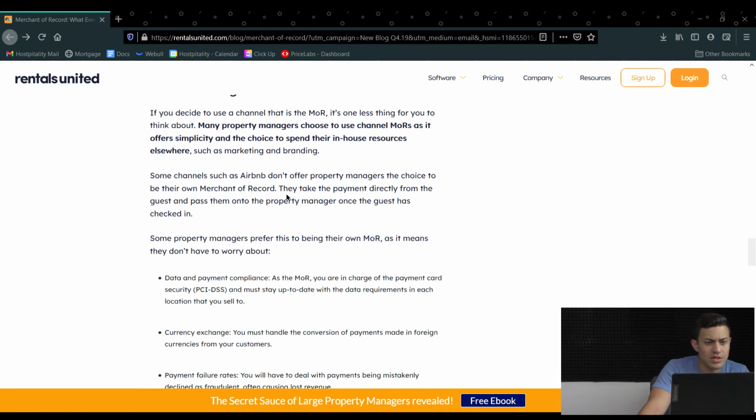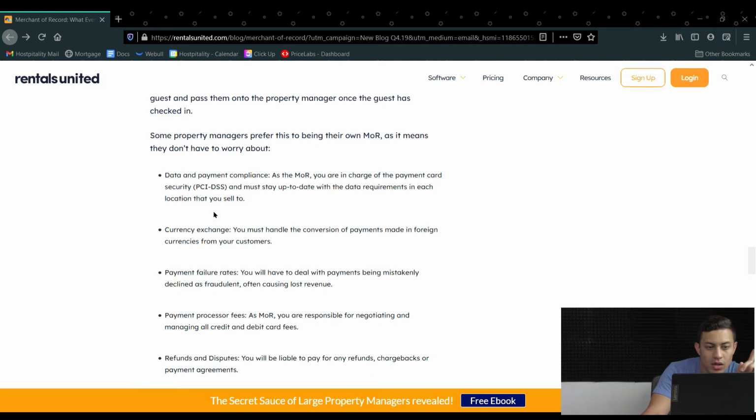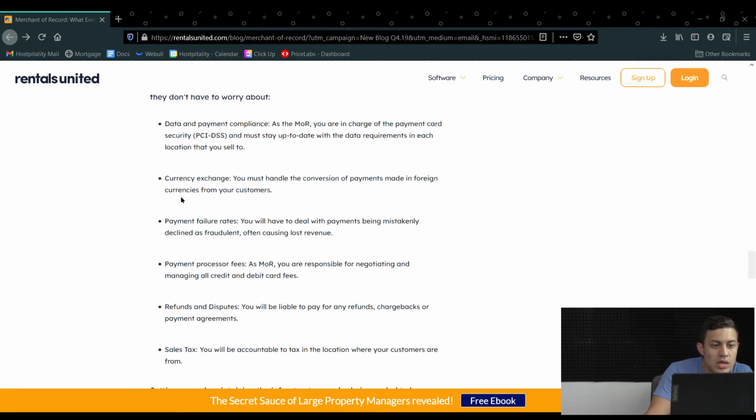Some channels such as Airbnb don't offer property managers the choice to be their own merchant of record. They take the payment directly from the guest, then pass it on to the property manager once the guest has checked in. Some property managers prefer this to being their own MOR, as it means they don't have to worry about, and check this out, data and payment compliance. As the MOR, you are in charge of the payment card security and must stay up to date with the data requirements in each location that you sell to. Currency exchange, payment failure rates. So you will have to deal with payments being mistakenly declined as fraudulent.